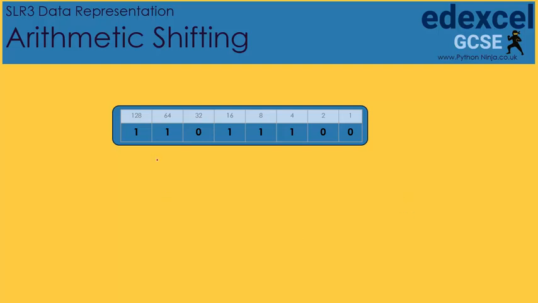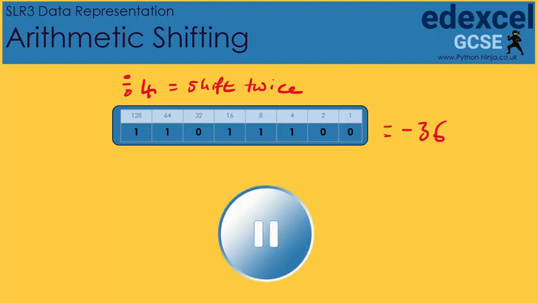Okay, so this is the 2's complement binary number with a most significant bit, and it is equivalent to the denary value minus 36. And we are going to divide by 4, which is what we need to do then. Yes, you guessed it, we need to shift twice. Okay, so let's do that.